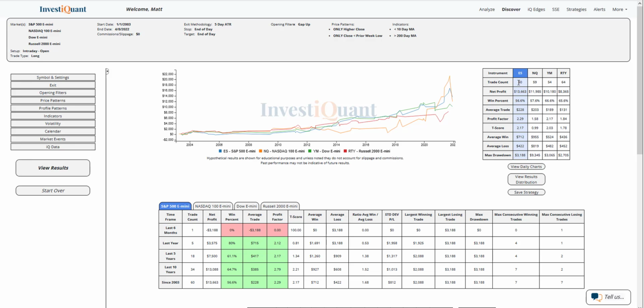Historically, 60 samples in the S&P, 59 in the NASDAQ, 54 in the Dow, 64 in the Russell. Very similar sample sizes there. If we look at the win rates, 57% in the S&P, so slightly favored there. Very similar in the NASDAQ as well, 58%. Stronger in the Dow and Russell, those coming in at 67 and 66% respectively there. So a little bit favored here on win rates for all four instruments, with the Dow and the Russell being a little bit better than the S&P and the NASDAQ.